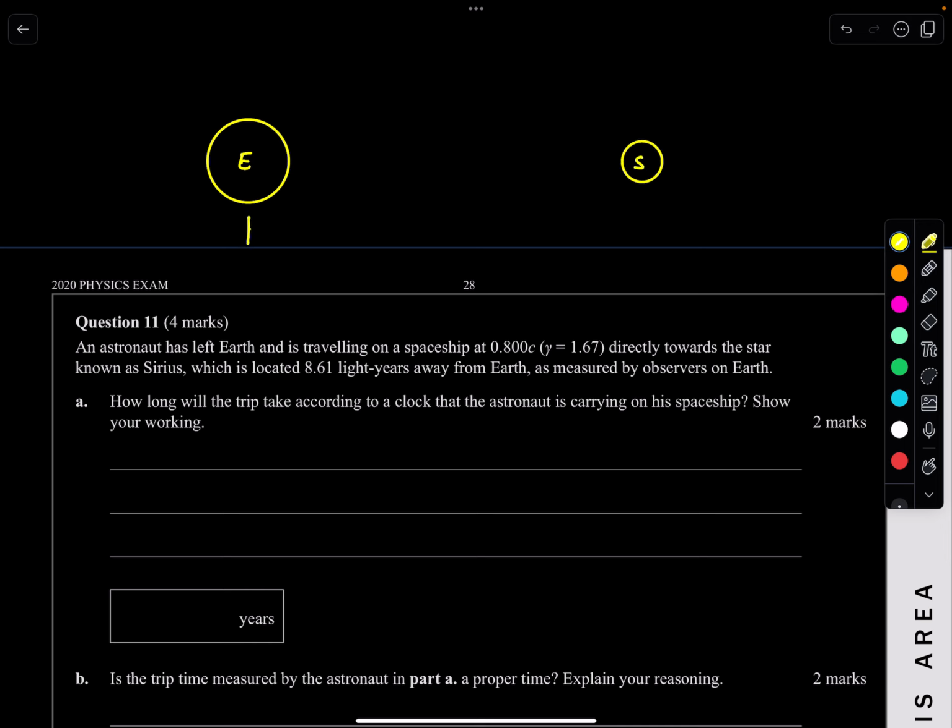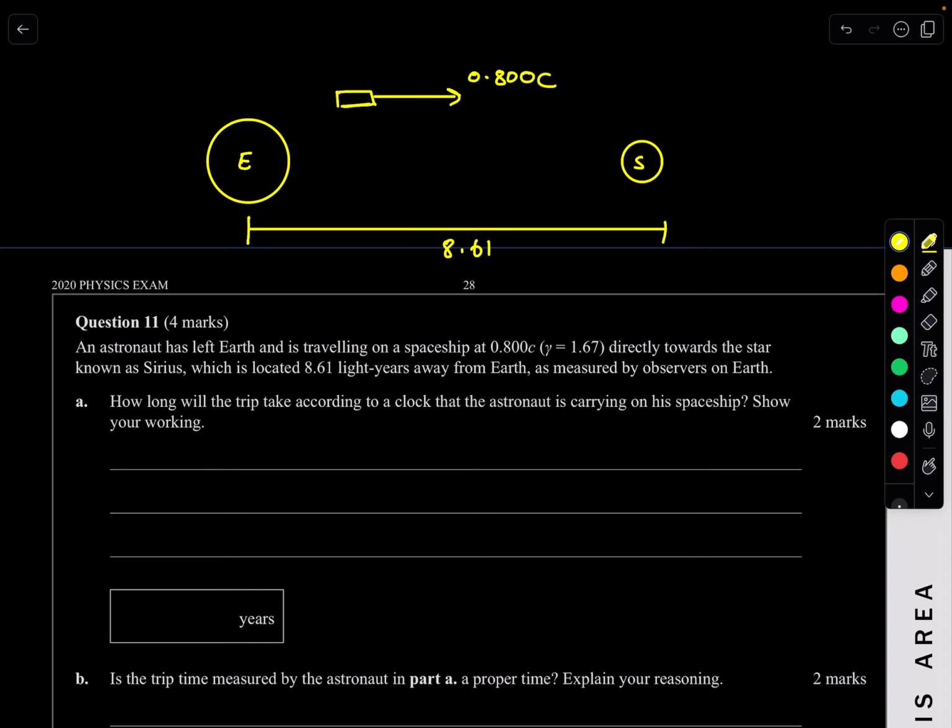The distance measured from the Earth's perspective is 8.61 light years. And we have a spaceship traveling from the Earth to Sirius at 0.800 C.